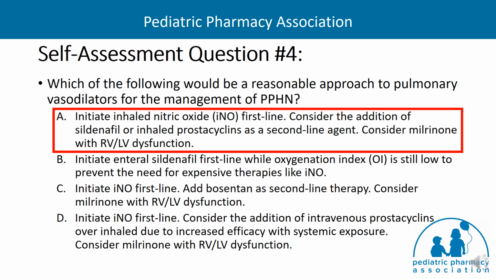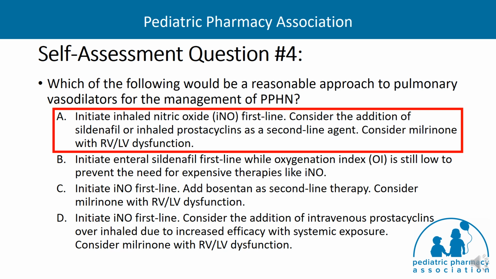The answer here is A. As a reminder, INO is always our first-line pulmonary vasodilator, and then your options thereafter, as recommended by expert opinion, could include sildenafil or inhaled prostacyclins, or the use of milrinone for patients with RV or LV dysfunction. So based on this, answer B is incorrect. Sildenafil would not be first line.